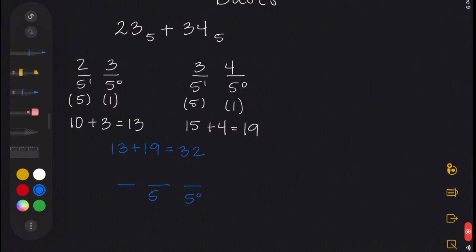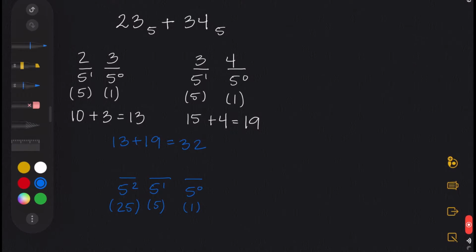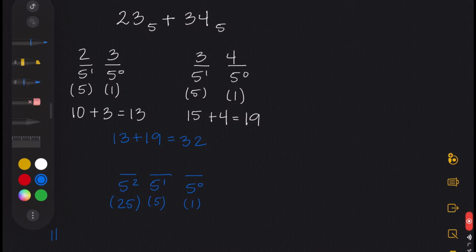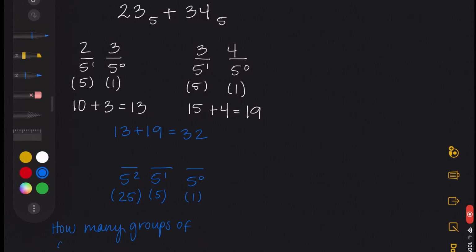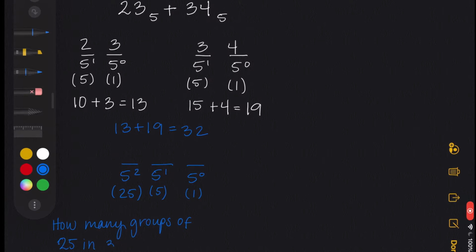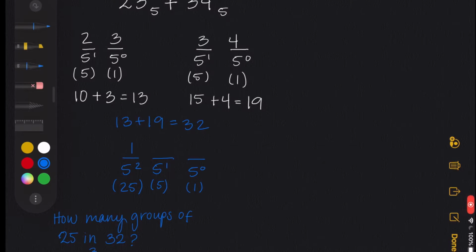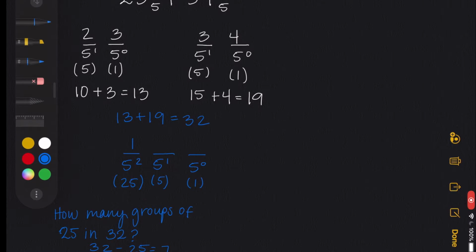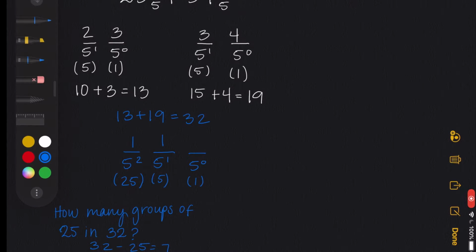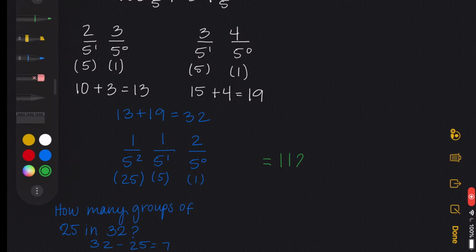So we have 5 to the 0, 5 to the 1, and 5 to the second power. And as we know, that means 25, 5, and 1. So we ask ourselves, how many groups of 25 are in 32? There is one group of 25, and 32 minus 25 equals 7. So now we ask ourselves how many groups of 5 are in 7, and we have 1. And the remainder would be 2. So our answer would be 112 base 5.